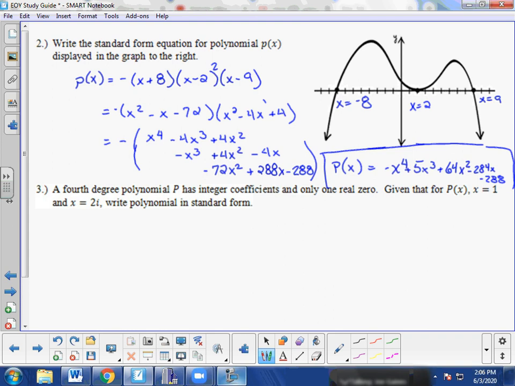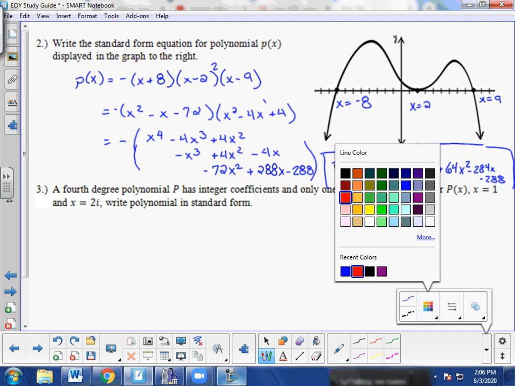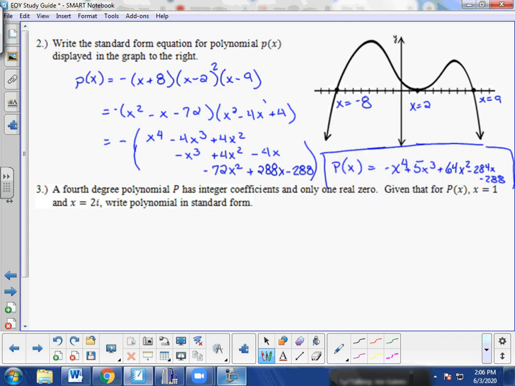Problem number three would be an honors only type problem. So school level guys, you will not expect to see imaginary units on your exam. But let's go ahead and go over problem number three. It's still a good review for both. Problem three says we're now looking for a fourth degree polynomial p that has integer coefficients and only one real zero. Given that for p of x, x equals 1 and x equals 2i, write the polynomial in standard form.